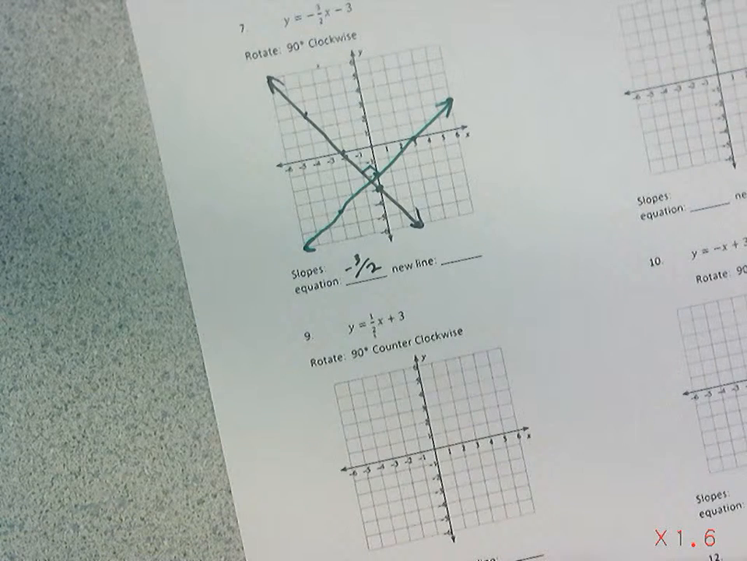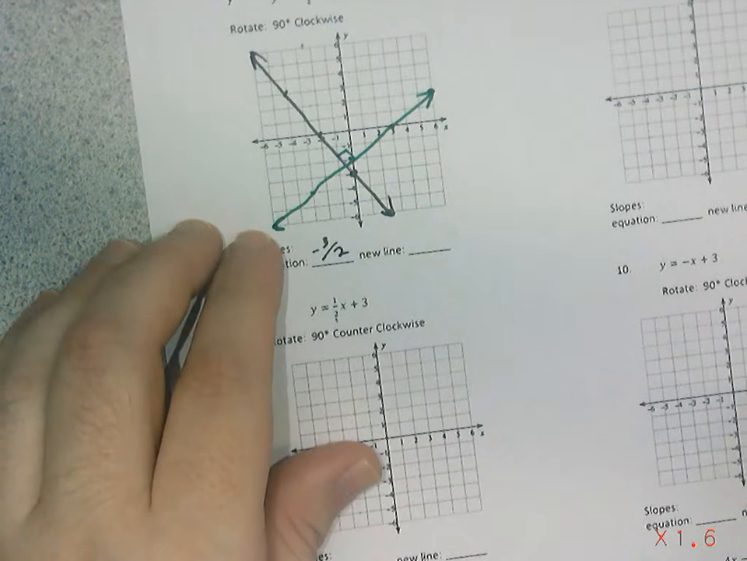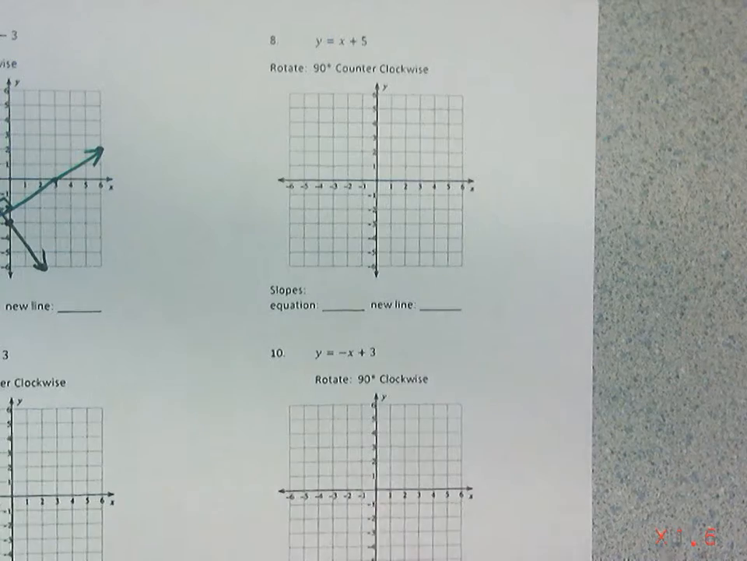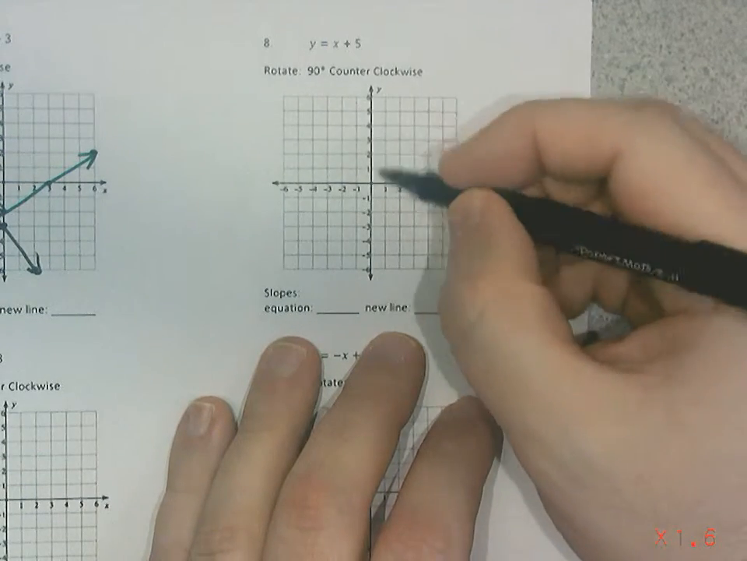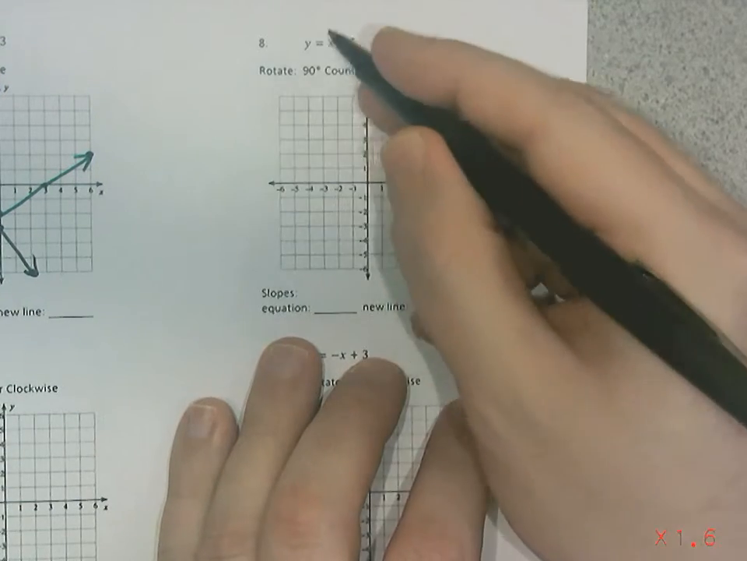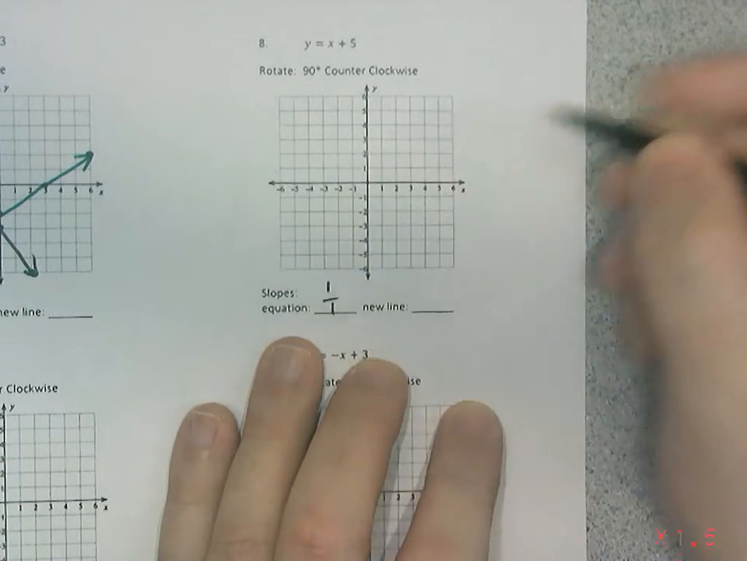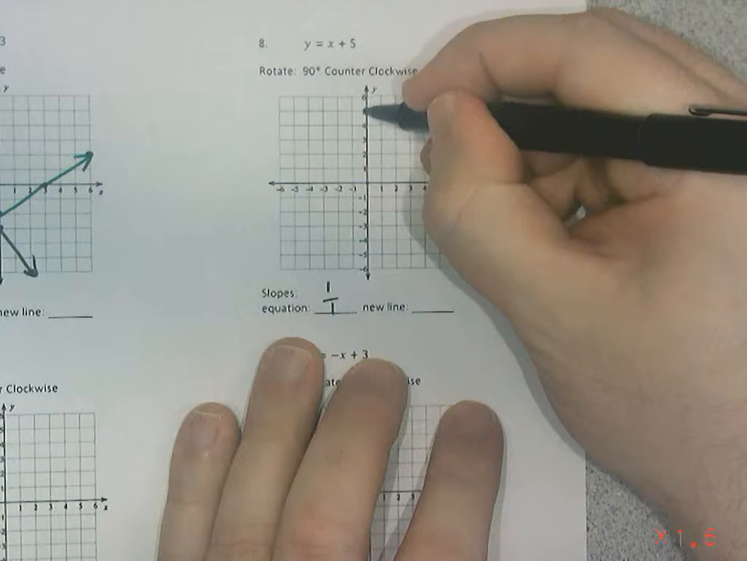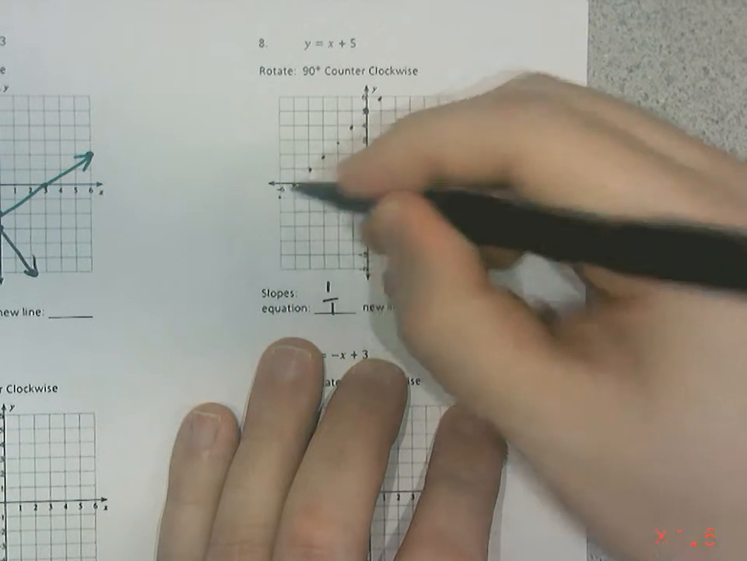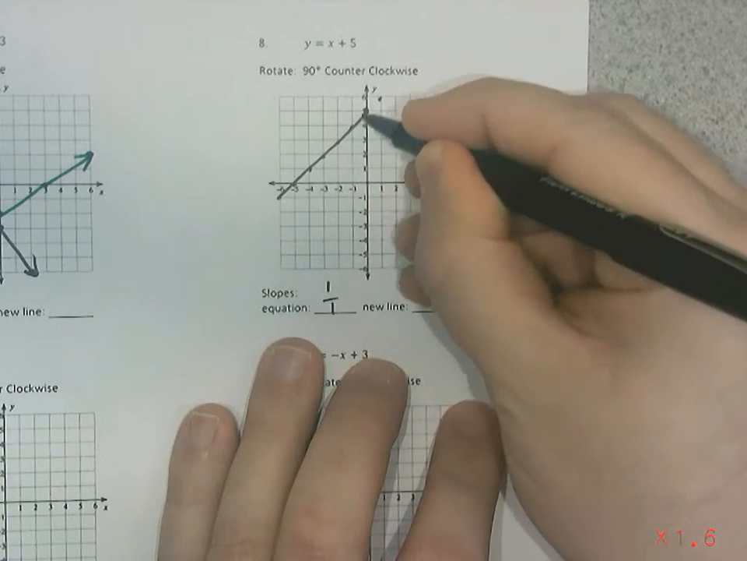So let's look at this again. Let's try doing this one, except we'll go 90 degrees counterclockwise. So let's plot it. It's starting at 5, and there's no number next to the x, so 1/1 slope. Starting at 5, going up 1/1 or down 1, left 1. There is my original line right there.